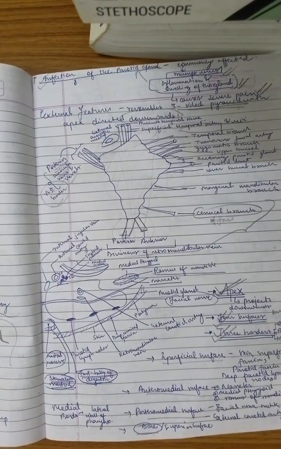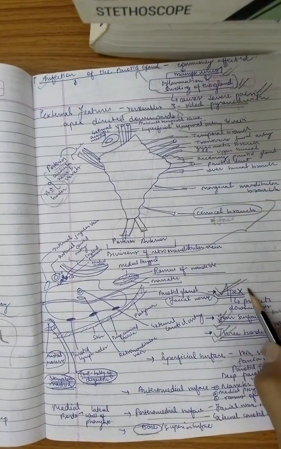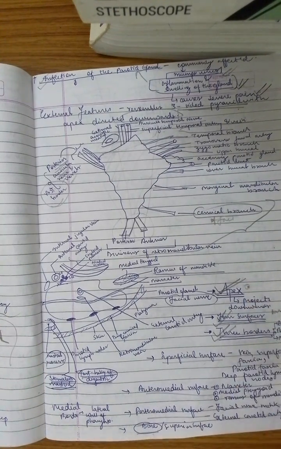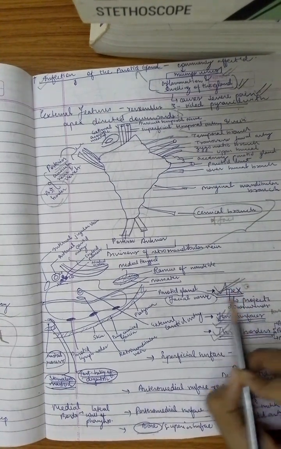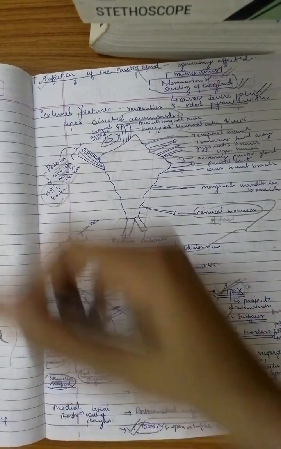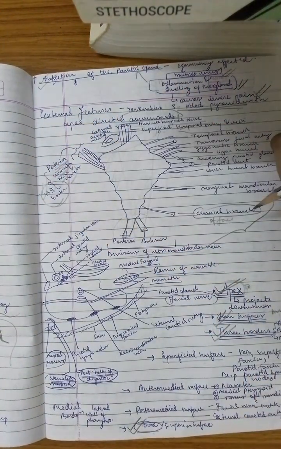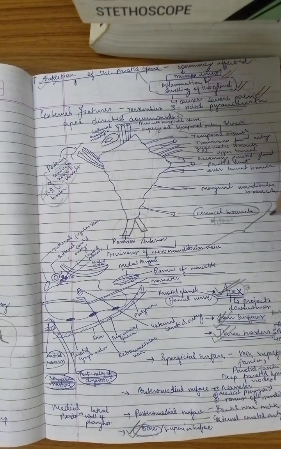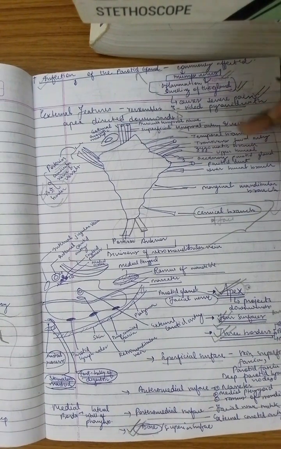Okay, so in my previous video I taught you the relations of the parotid gland: the apex part, the base and the posterior border. In this video I'll be taking the other parts. One would be the anterior border, which is all these parts.